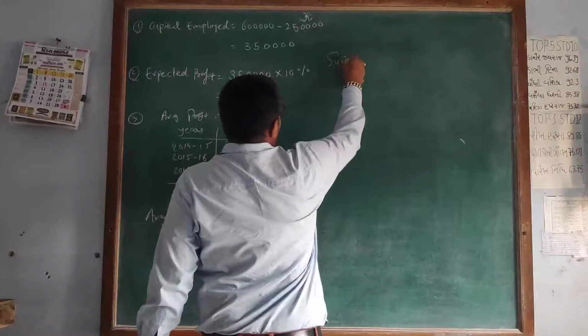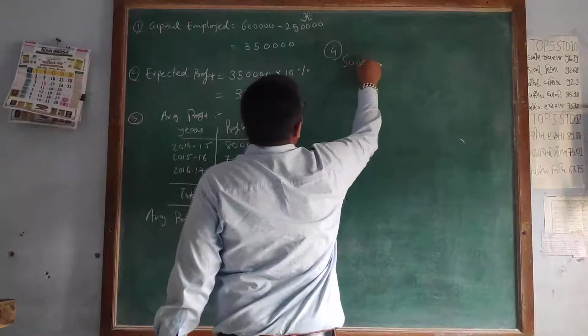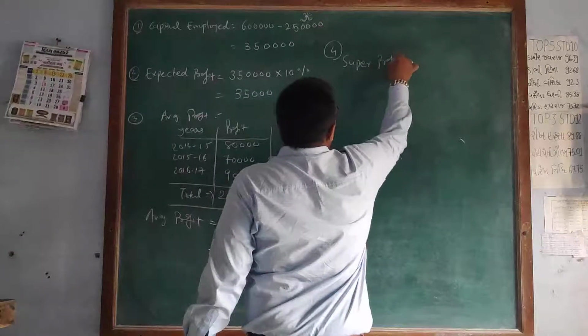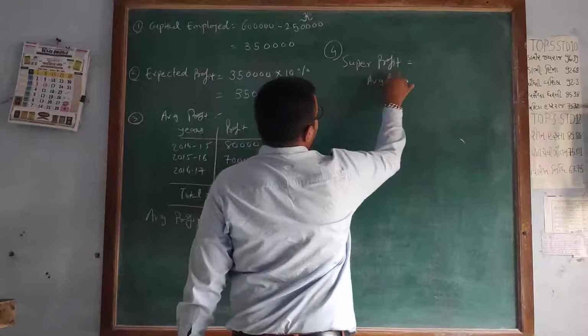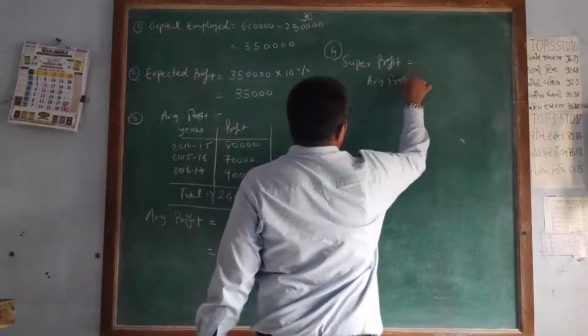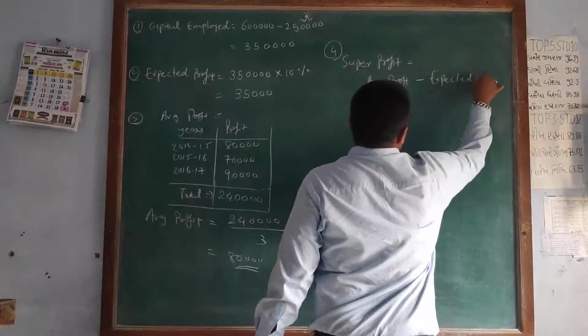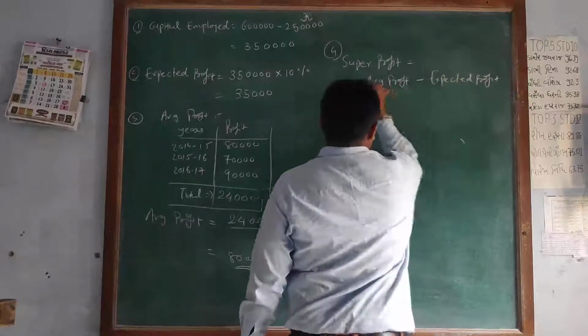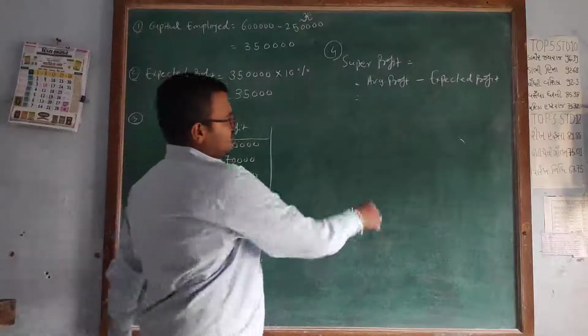Super profit, step number 4: super profit is average profit minus expected profit. What will be our average? 80,000 minus 35,000.